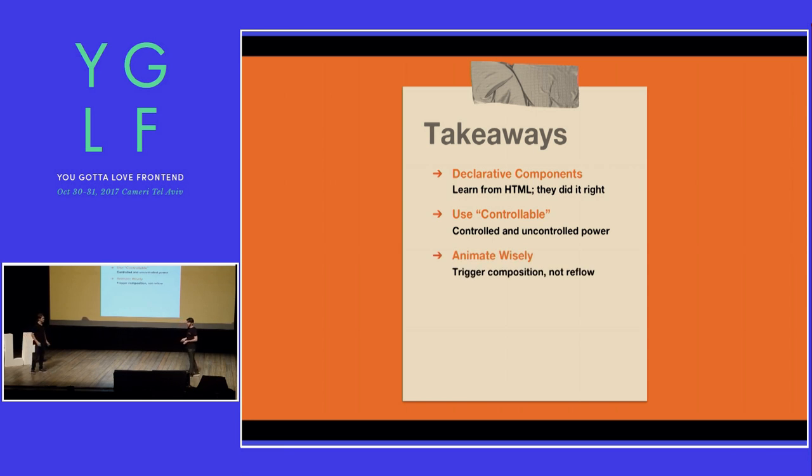Animate wisely. Try to trigger composition or paint instead of layout. We saw that there's CSSTriggers.com, and it tells us which CSS change does what. So we know to use transforms, for example, over left or over margins. Don't layout thrash. Understand your browser, understand what it does when animations are happening.